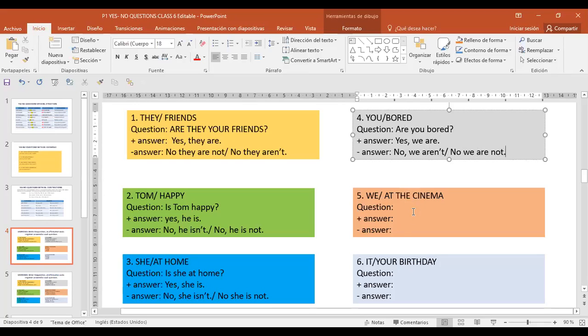Ok, we at the cinema. We are at the cinema. Okay, and the affirmative answer? Yes, we are at the cinema. Yes, we are. Lo podemos dejar hasta ahí y ya respondimos yes, sí, ¿verdad? ¿Y la negative? No, we aren't.